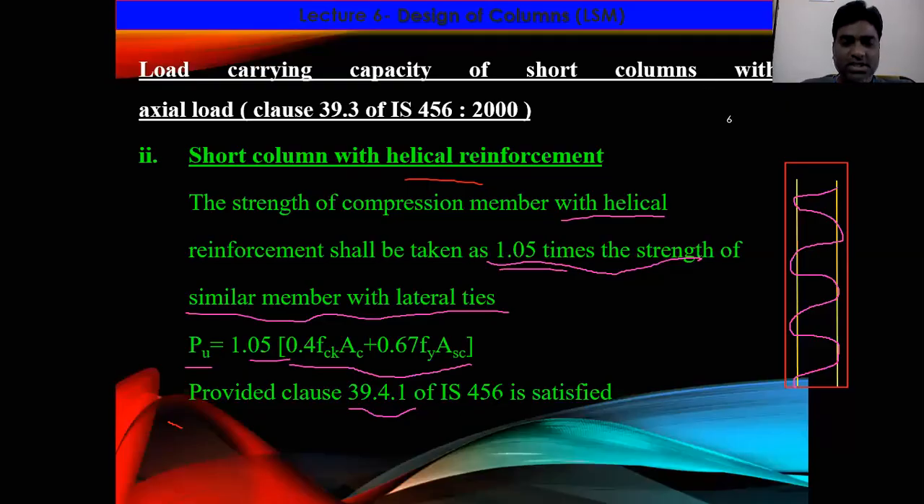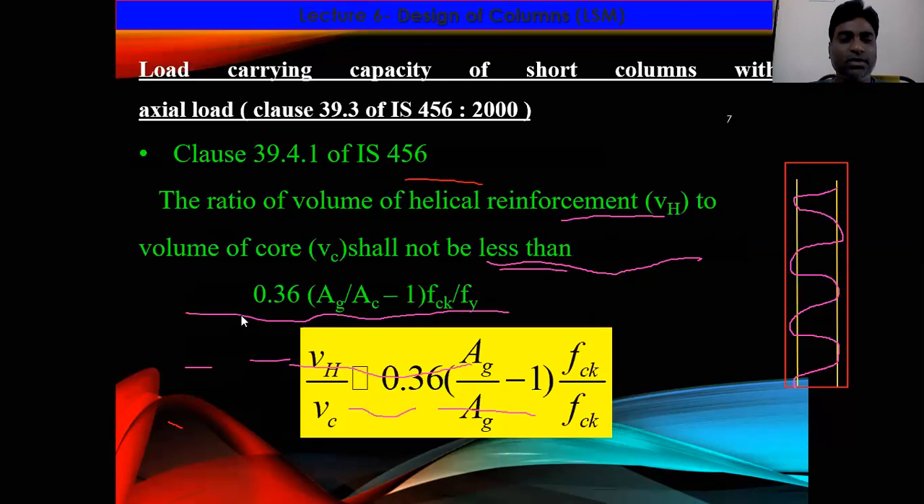So, what is that condition? If this condition is not satisfied, then the 5% increment should not be considered. It is simply the same as the column which is provided with lateral ties, right? So, what is that condition? Just go and see the condition. Go to clause number 39.4.1.